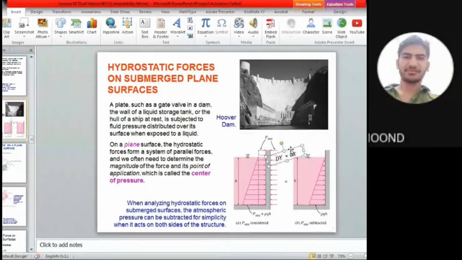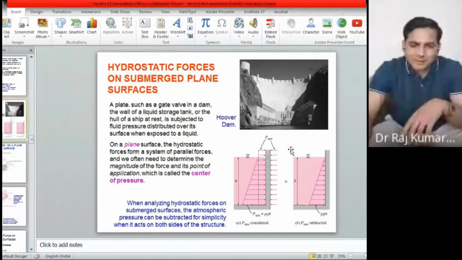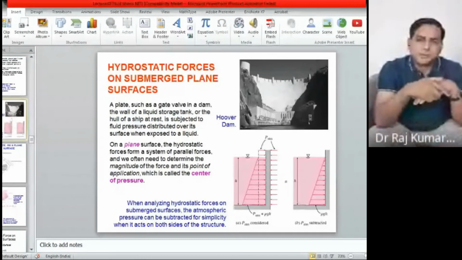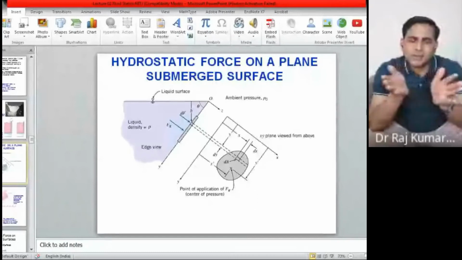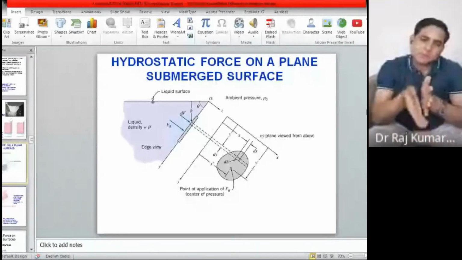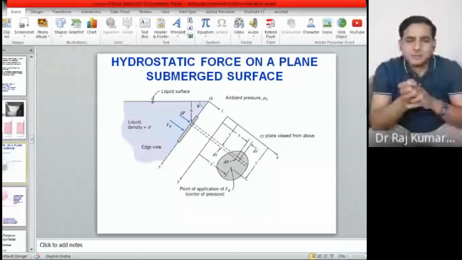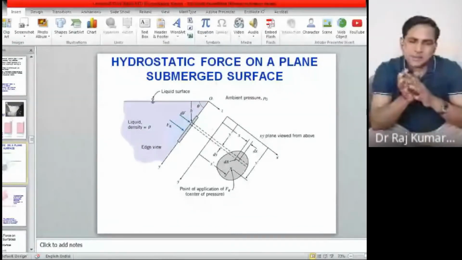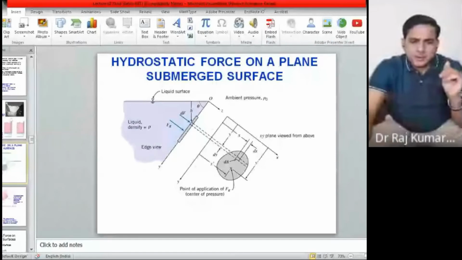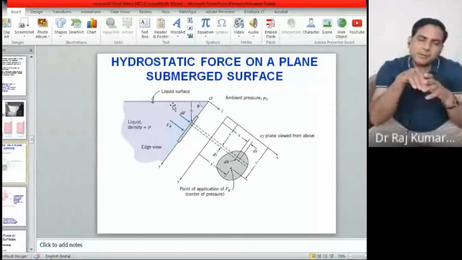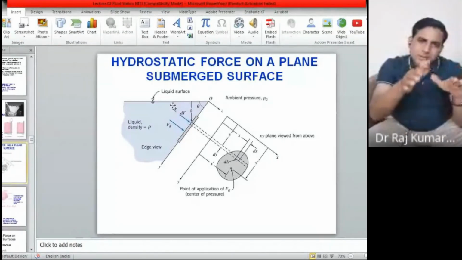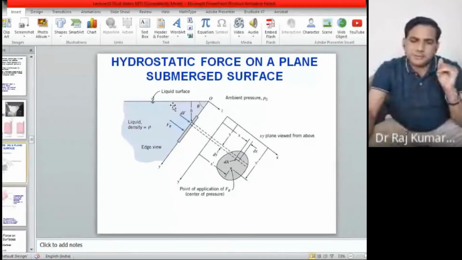We have this on the next slide here. So why have we taken the incline here? Because most of the time you will have that type of shape. You can take it vertical also, no matter. But in case of the incline, you can understand it more clearly. So here, this y plane is the wall, and the liquid is filled inside, just like a dam. This is the wall of the dam, and on this side the fluid is completely filled.